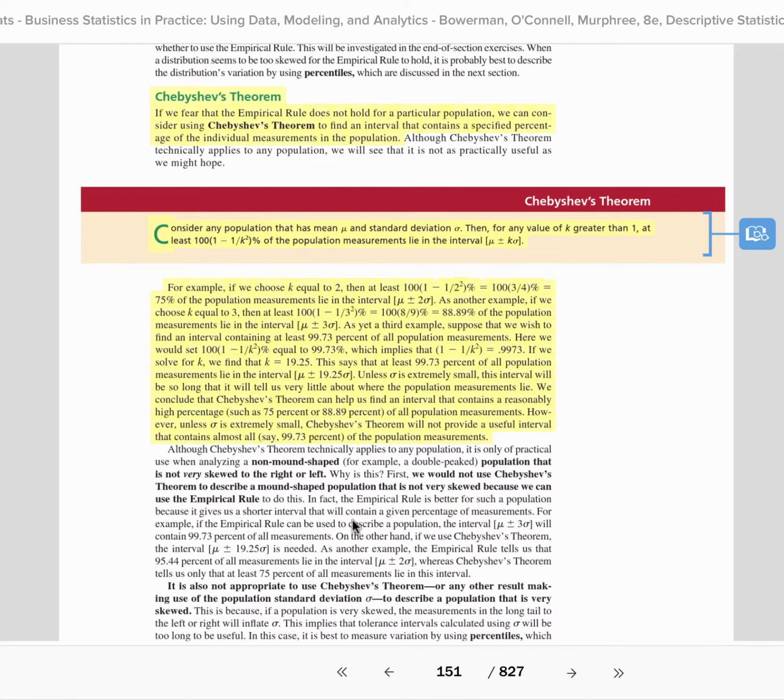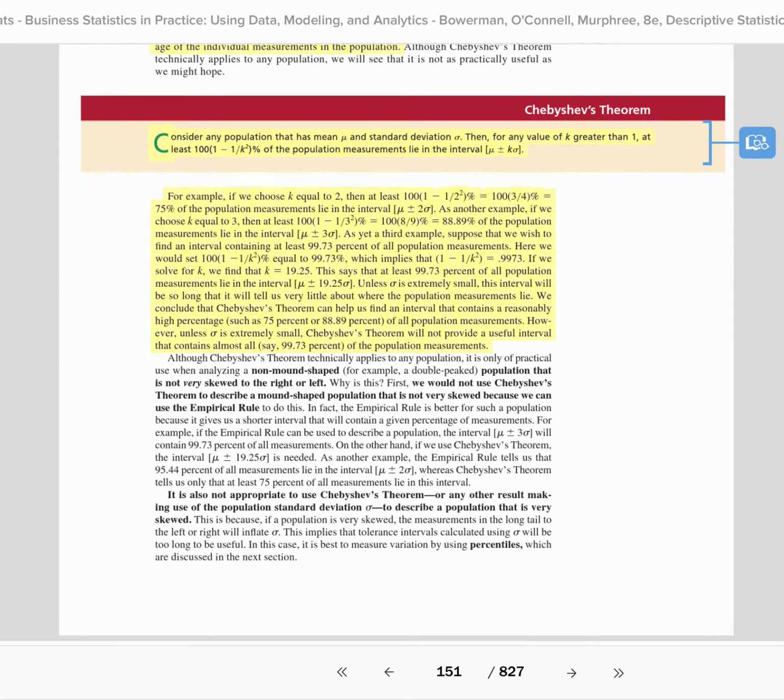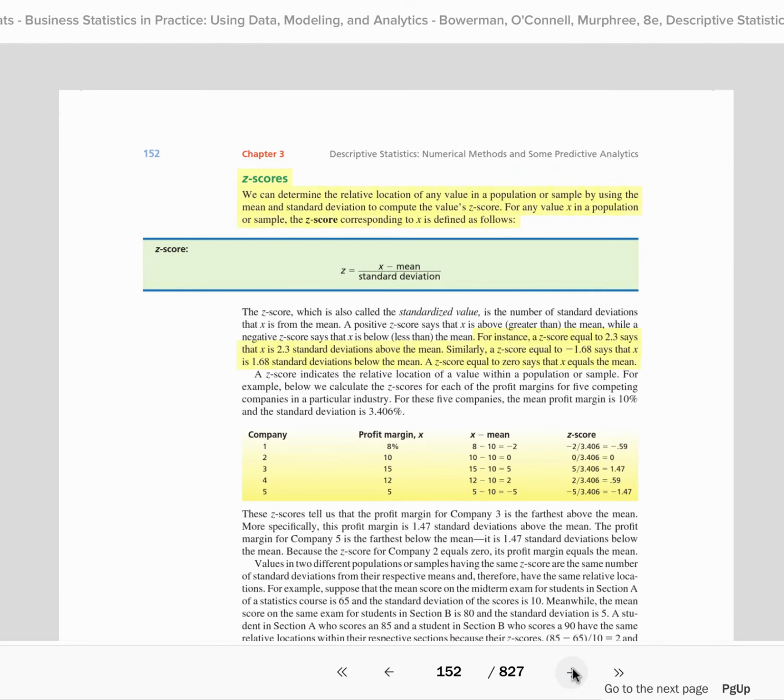However, if the data is skewed, you cannot use either the empirical rule or the Chebyshev theorem, and we will see that we will have to use something called the percentiles to look at the variation of our data and predict where a variable is going to be, or where a specific data point most likely is going to be in that data. And we will see it in the next video actually.